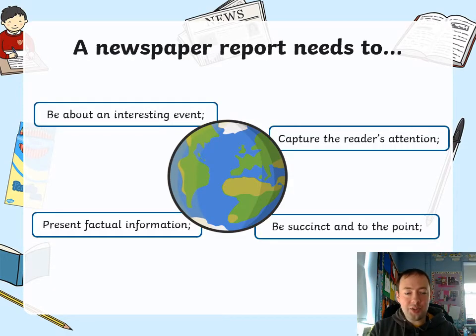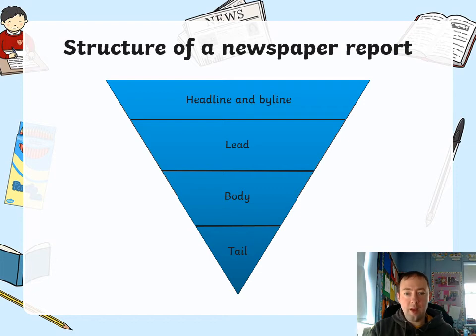Now today we're going to move on, and a newspaper report needs to, these are the things I reminded you of yesterday, be about an interesting event, capture the reader's attention, present factual information, as we talked about the highwayman being fiction, but you're presenting it as if it is fact, and it must be succinct and to the point. Yesterday we had a look at the headline and byline, and then we talked about the lead. Now the lead was the name for that first paragraph, where I tell everything in 2 or 3 very clear sentences.